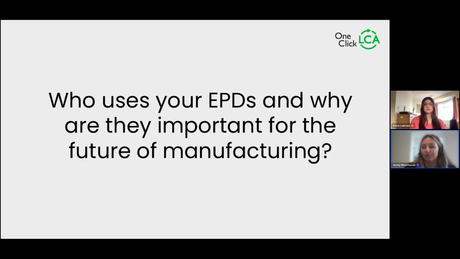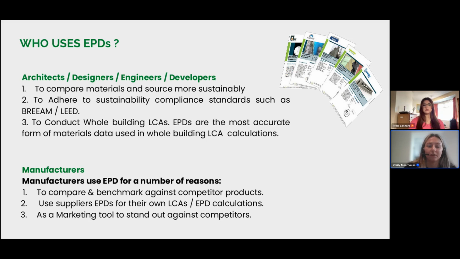So in terms of who uses EPDs and why they're important for the future of manufacturing. They're used by a number of people. They're used often in building life cycle assessments. So they're used by architects, designers, engineers, developers, etc. Firstly, to compare materials and source more sustainably. So that could be right at the early stages of a project where you haven't yet decided on what materials you're using, and you might just be comparing different materials to say, right, if we use this one, it would have this much carbon in it, and if we use this one, it would have more or less.